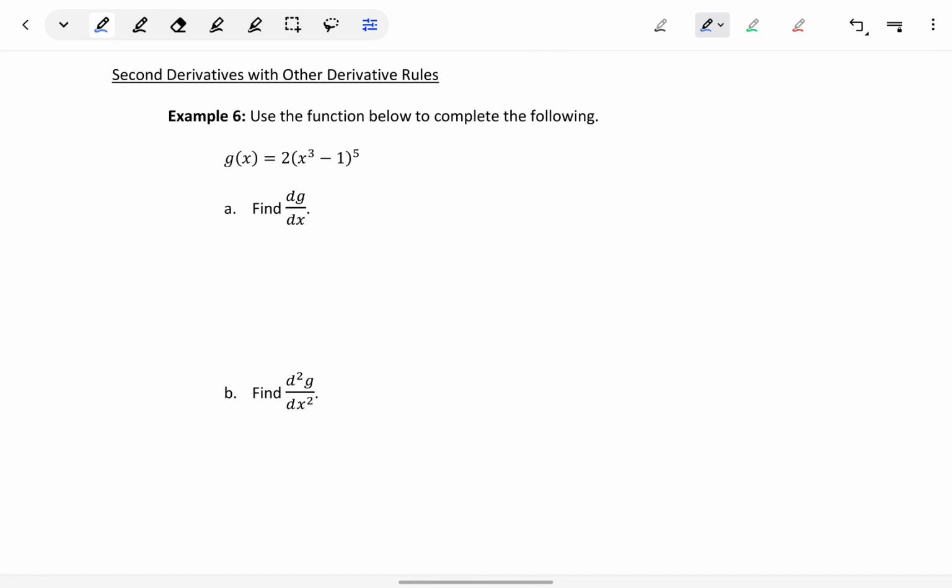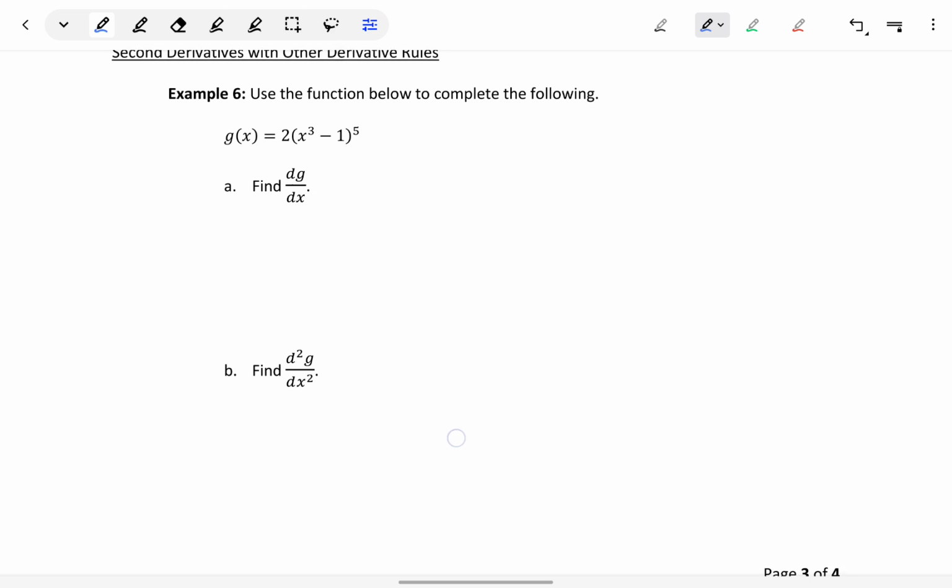In the next three examples, we want to continue looking at finding the second derivative of a function, but now with problems where we mix in the chain rule, product rule, and quotient rule.